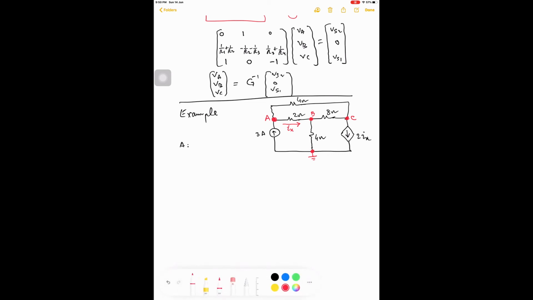we assume, as usual, that all the currents are leaving, so Ix is leaving the node, and the current leaving node A through the 4 ohm resistance flows towards node C, and one current is coming towards the node through this independent current source. So let us write the node equation. What is this current? The current flowing from node A to node C through the 4 ohm resistance. As shown, this is Ix.